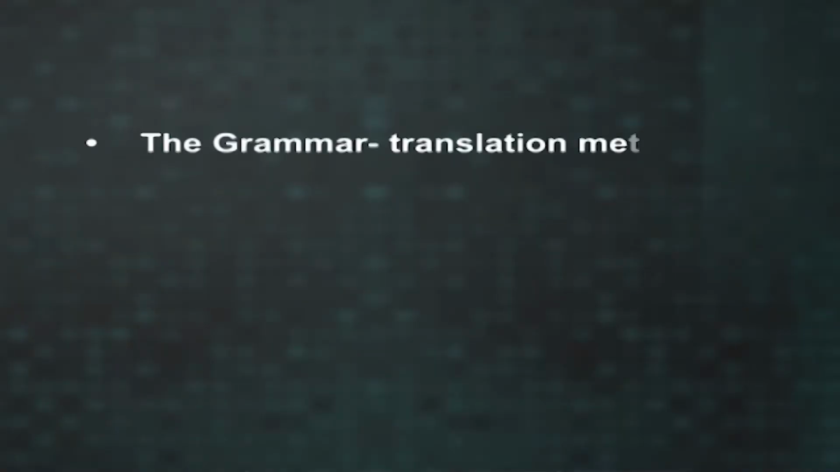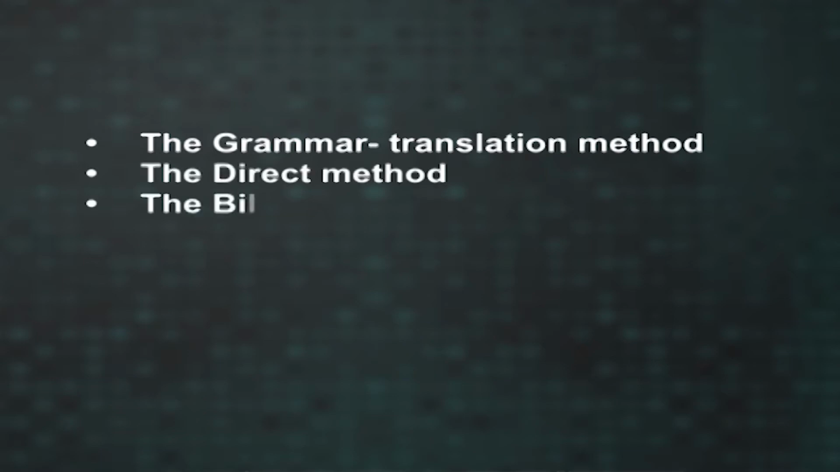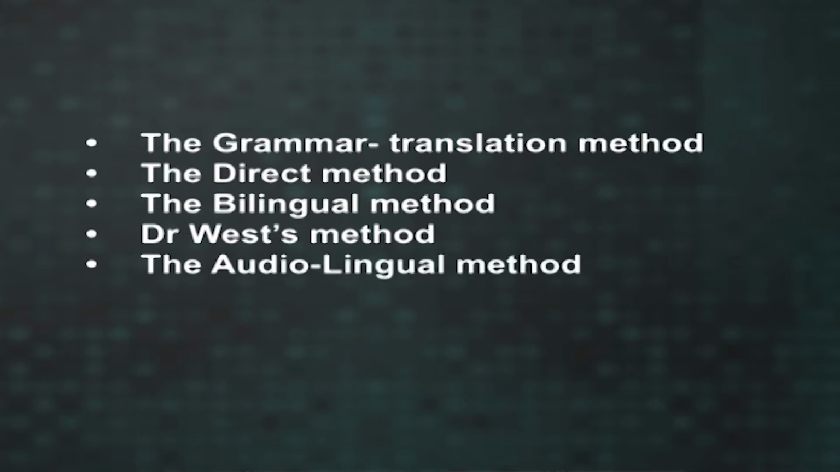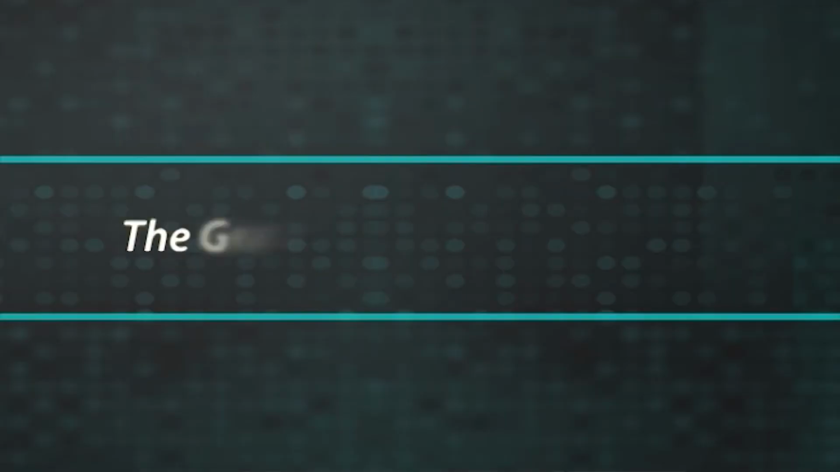Some of the important methods of teaching English are the grammar translation method, the direct method, the bilingual method, Dr. West's method, the audio-lingual method. Let us discuss each method in detail. The grammar translation method. The grammar translation method, also known as the classical method, is the oldest method used to teach classical languages like Sanskrit, Greek, Latin, Persian, etc.